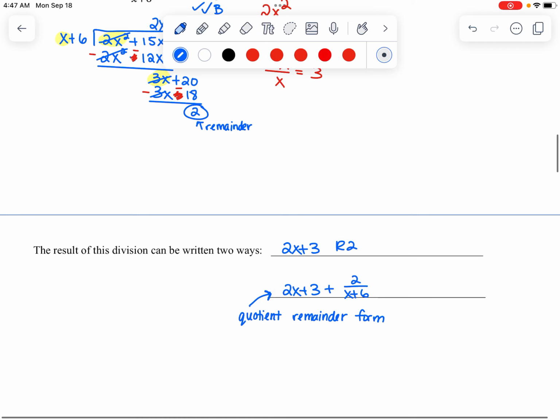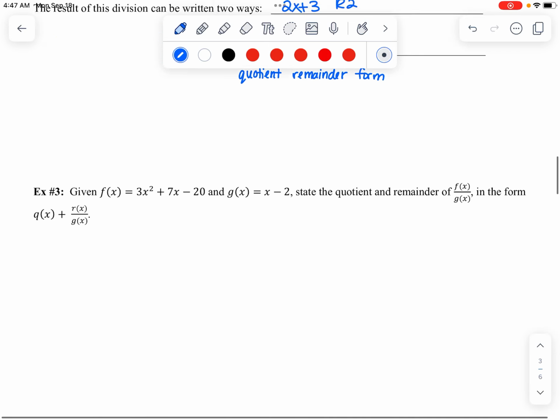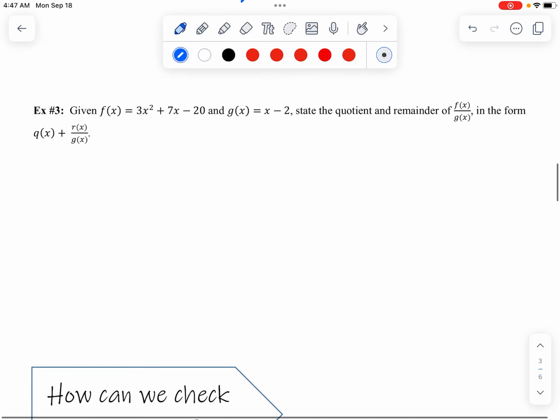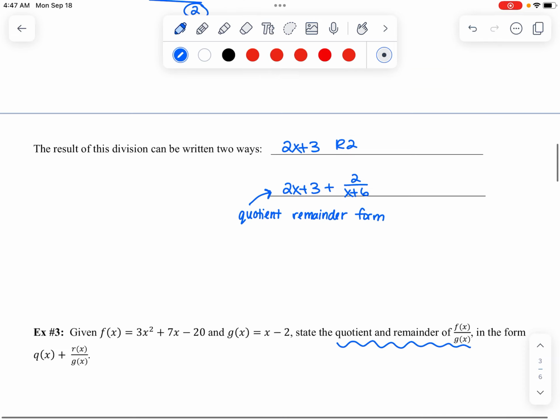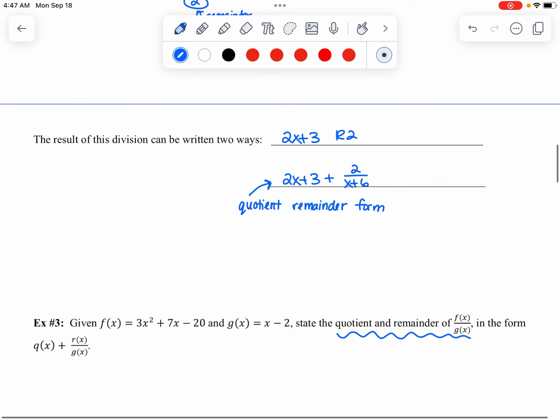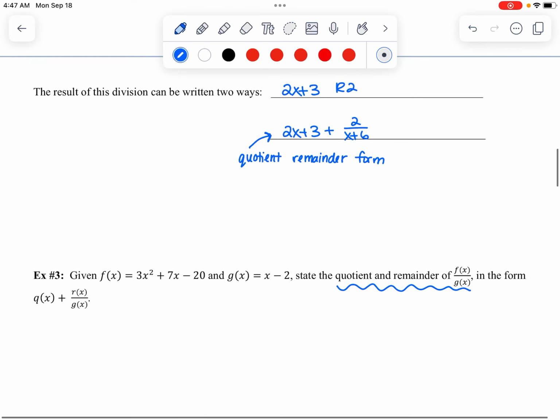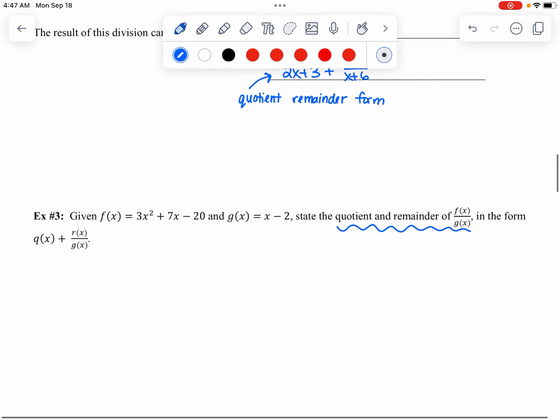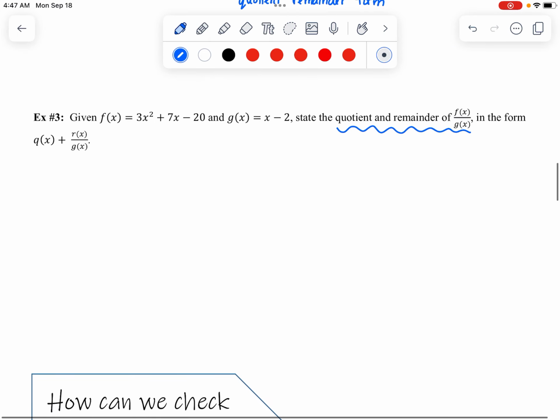Okay, let's try one last problem together. If you haven't taken a chance to pause the video and try one on your own, now would be the time. Just take a moment. I do see that the directions now state what I was saying earlier. So quotient remainder form just means that when you get your answer, you want to write it in this second form, not the first form with the R2. So if you'd like, give it a try, pause the video, and then join again, and we'll go over it.